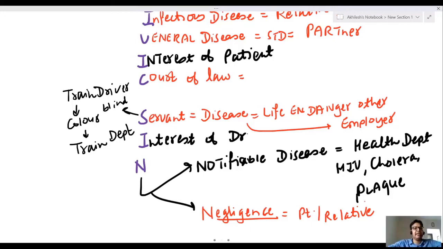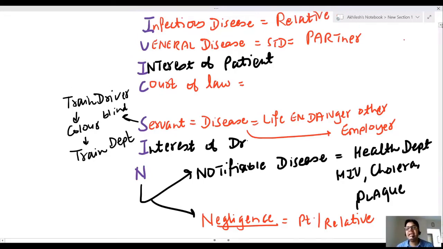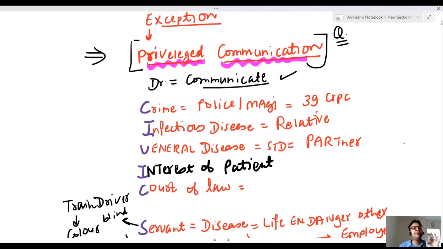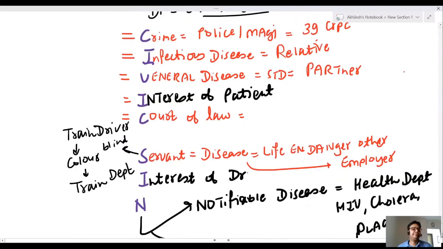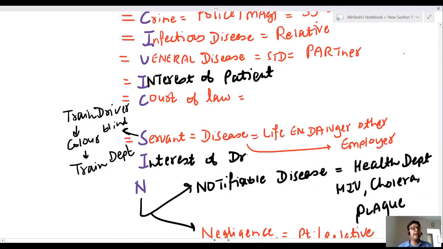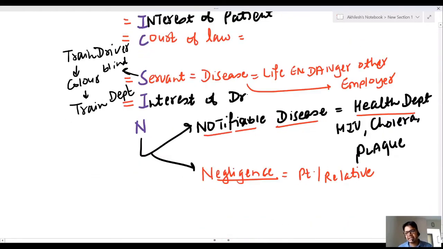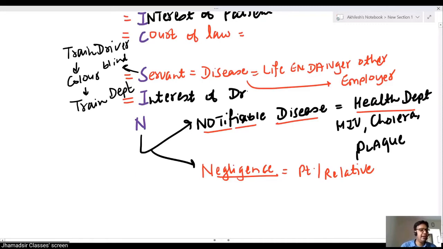I am summarizing all these things again. These are the examples of cases which are known as privileged communication. The doctor has to communicate to some authority. First, criminal case: informed to the police or magistrate. Infectious disease: informed to the relative. STD: informed to the partner. Interest of patient: informed to the patient or relative. Court of law: informed to the court. Servant and employer relationship: informed to the employer. Interest of a doctor: informed to some person. Notifiable disease: informed to the health department. And if negligence takes place, informed to the patient or relative.